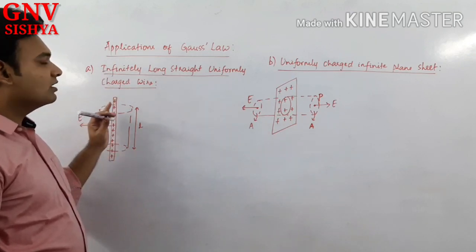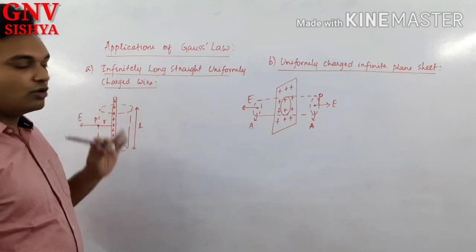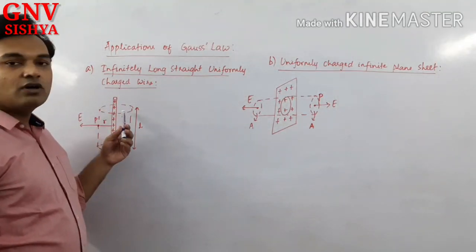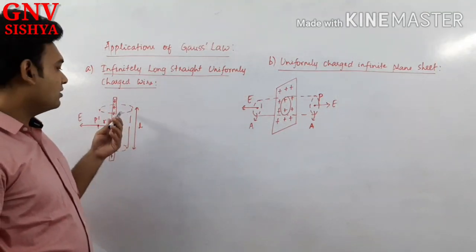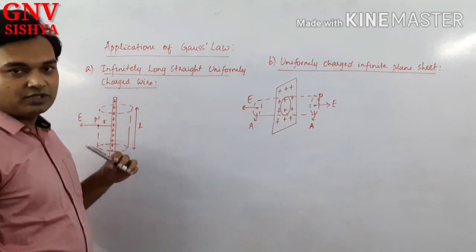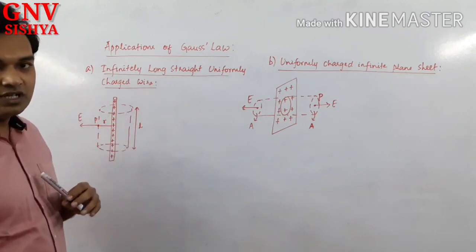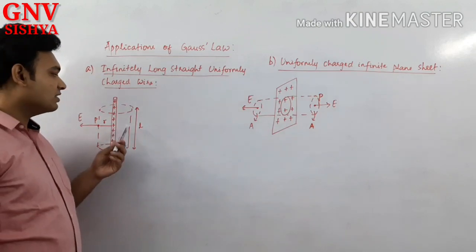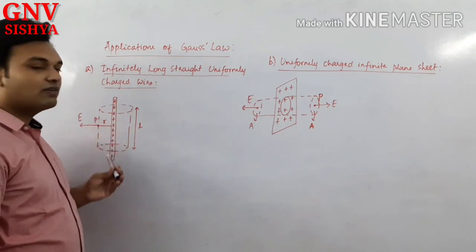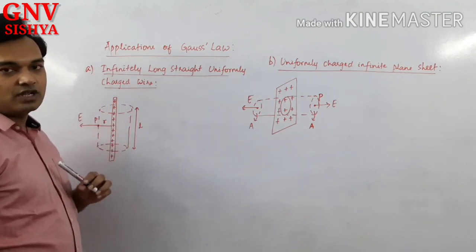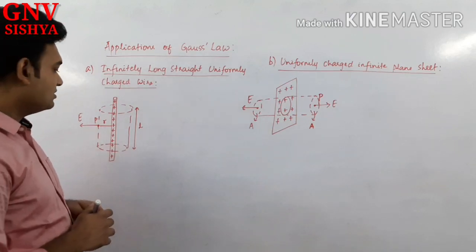So how do we apply Gauss law over here? Now for Gauss law, we first have to draw a Gaussian surface, correct? We have to first consider a Gaussian surface. As I told you, the wire is cylindrical in shape, so the Gaussian surface that we are going to take is also cylindrical in shape.